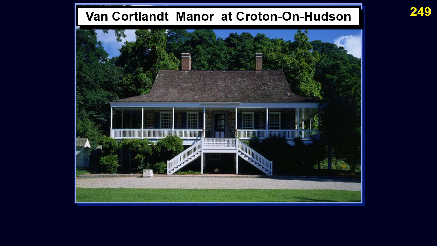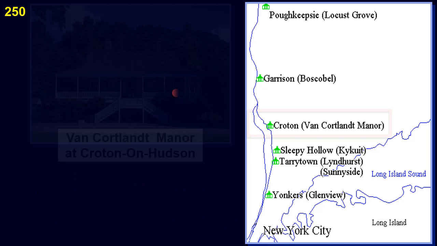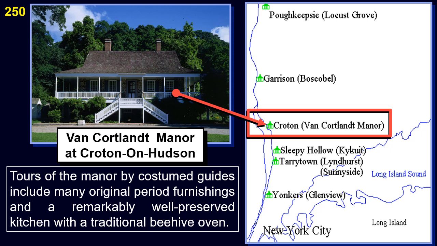The Van Cortlandt Manor at Croton on Hudson was purchased by John D. Rockefeller Jr. in the 1940s. Van Cortlandt Manor is preserved as it was in the earliest years of the U.S. Tours of the manor by costumed guides include many original period furnishings and a remarkably well-preserved kitchen with a traditional beehive oven.